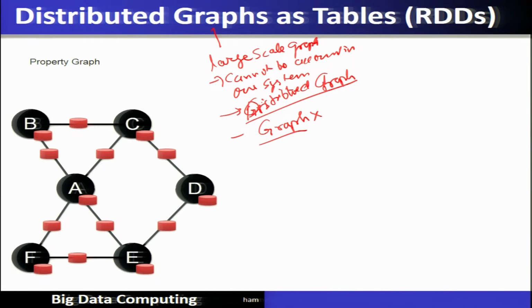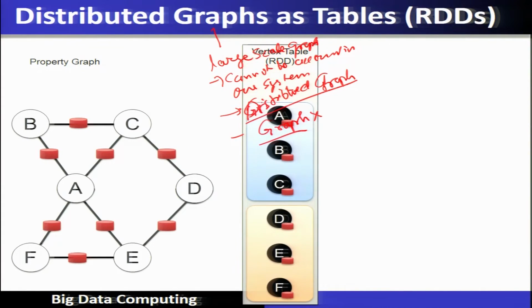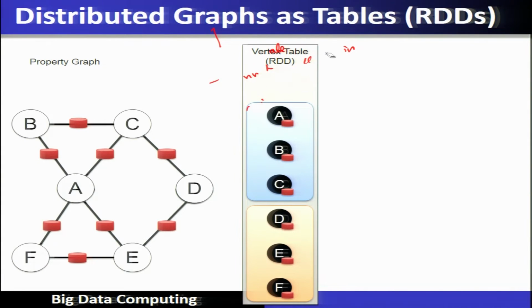So, this is the example of a small property graph. Let us see how it is done in GraphX. The graph comprises two tables, a vertex table and an edge table. Now, this particular graph, which is called a property graph, has the vertex property table and the edge property table. The vertex property table will be represented as a distributed table. This is called the vertex table RDD, which is supported in GraphX.